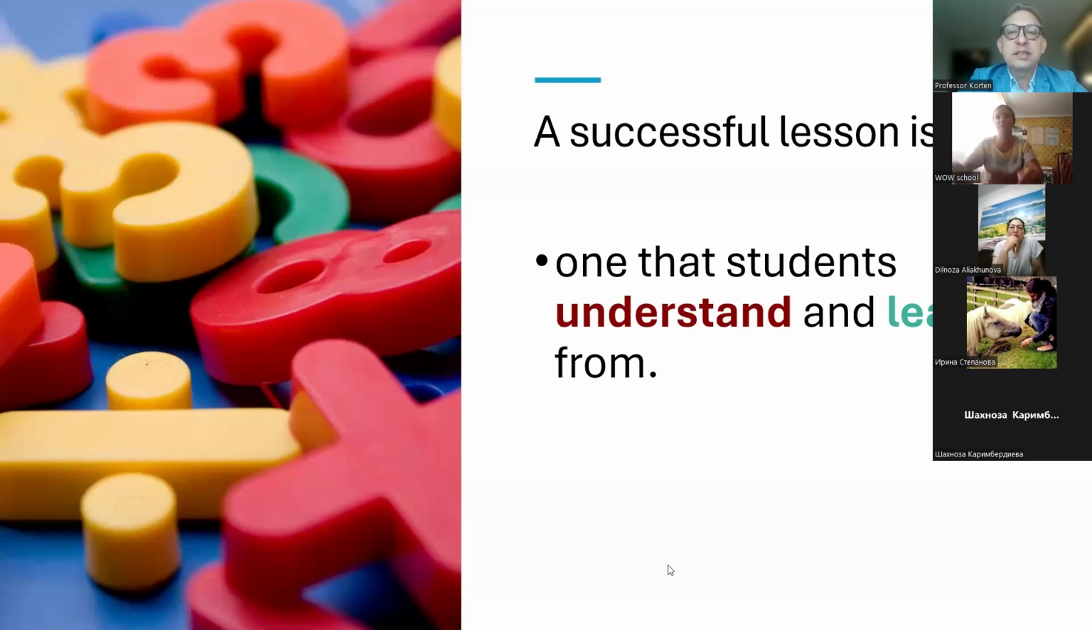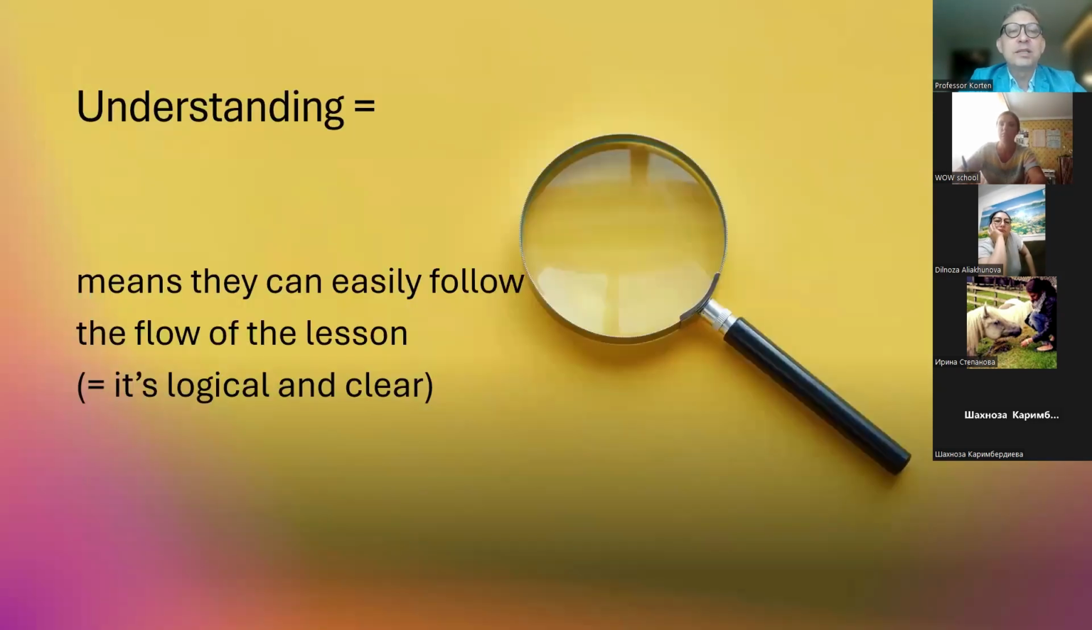A successful lesson is one that students understand and learn from. If you can do these two things, you're going to have a successful career and a successful business. Let's talk about what that means. What does understanding mean? Understanding means they can easily follow the flow of the lesson. It's logical and clear in each learning segment. They understand.